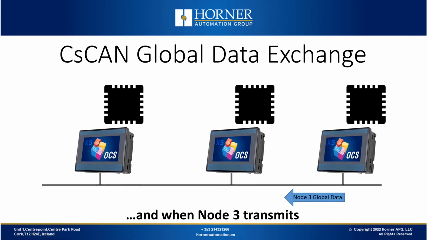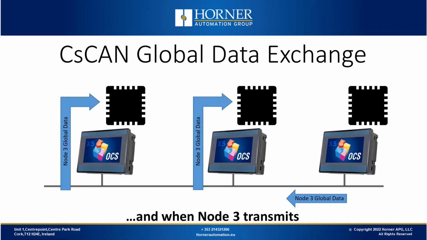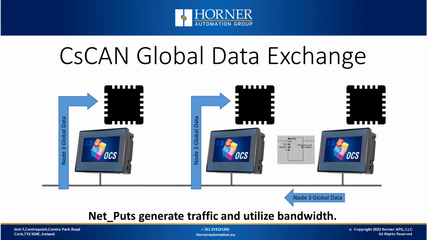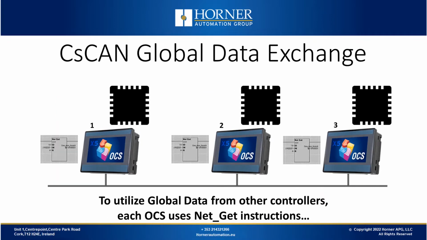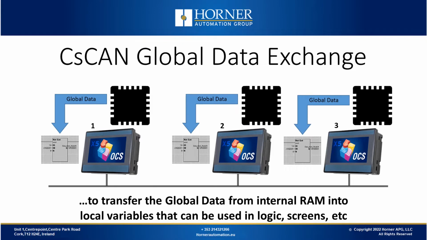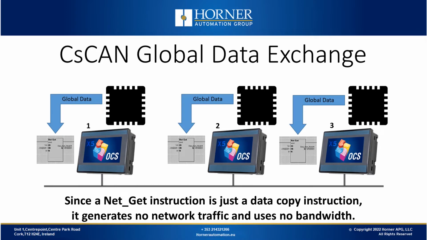Every OCS can transmit global data, and every other OCS will make a copy of that information into its local memory. Again, NetPuts always generate traffic because an actual message is being sent. And then to take advantage of the global data broadcast by the other controllers, you can use the NetGet instructions to copy that data from RAM locally into local variables where you can use it in your program. Again, since a NetGet is just a data copy, there is no bandwidth being used.